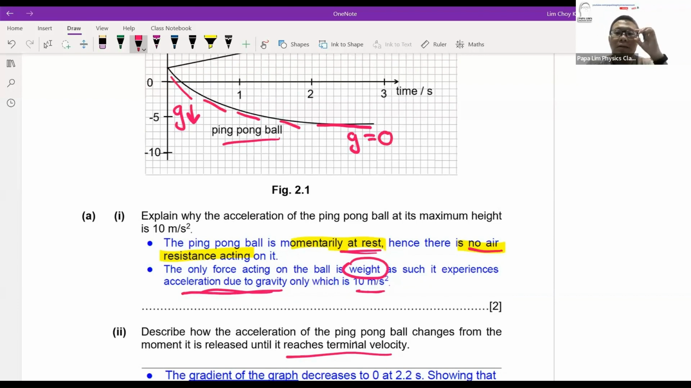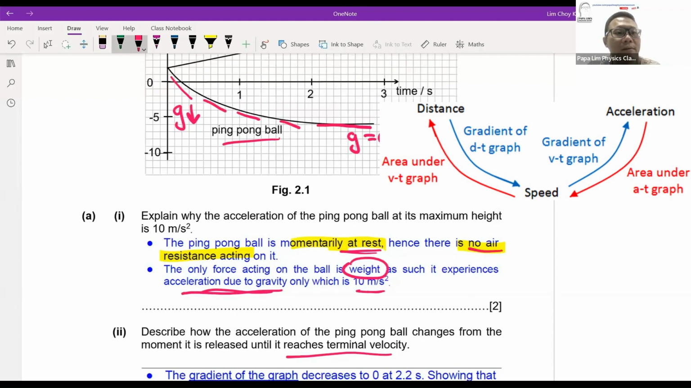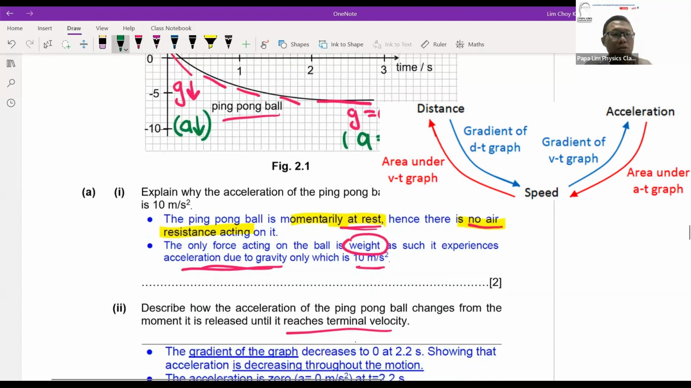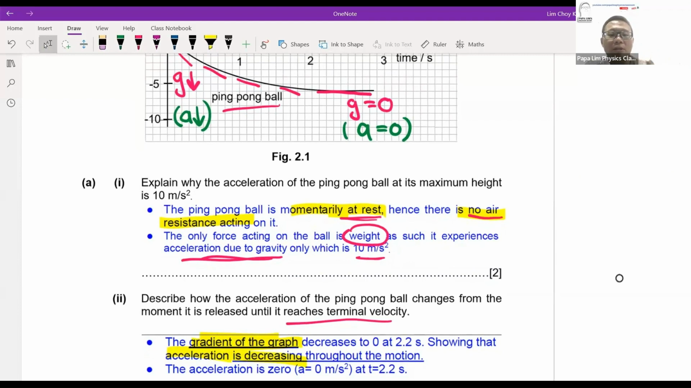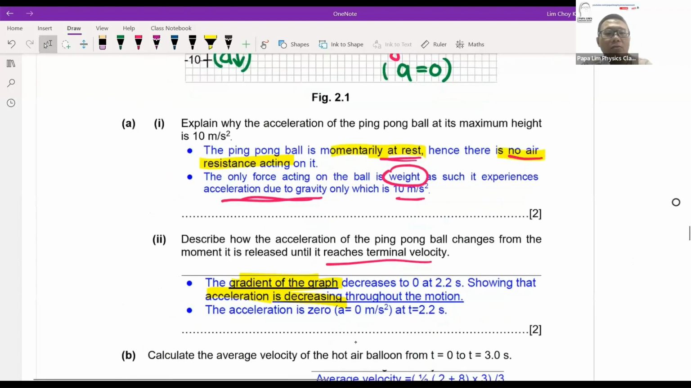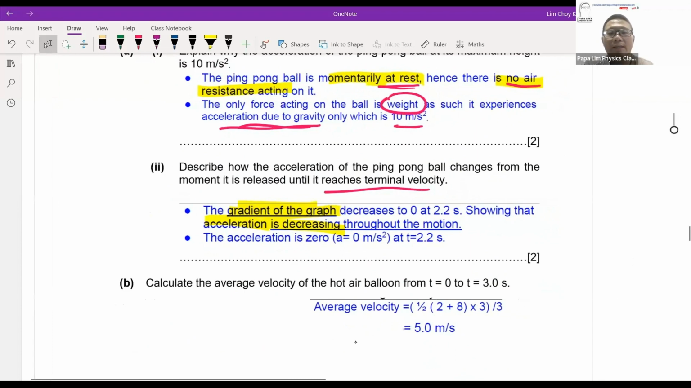And since we know that gradient is acceleration, this implies that as the gradient decreases, the acceleration of the object is also decreasing. And when the gradient of the line becomes 0, it also implies that the acceleration of the object is 0 meters per second square. So in this case, the gradient depicts what happens to the acceleration. It's decreasing, and eventually it hits 0. And when it hits 0, the gradient is 0, or what I call acceleration is 0.